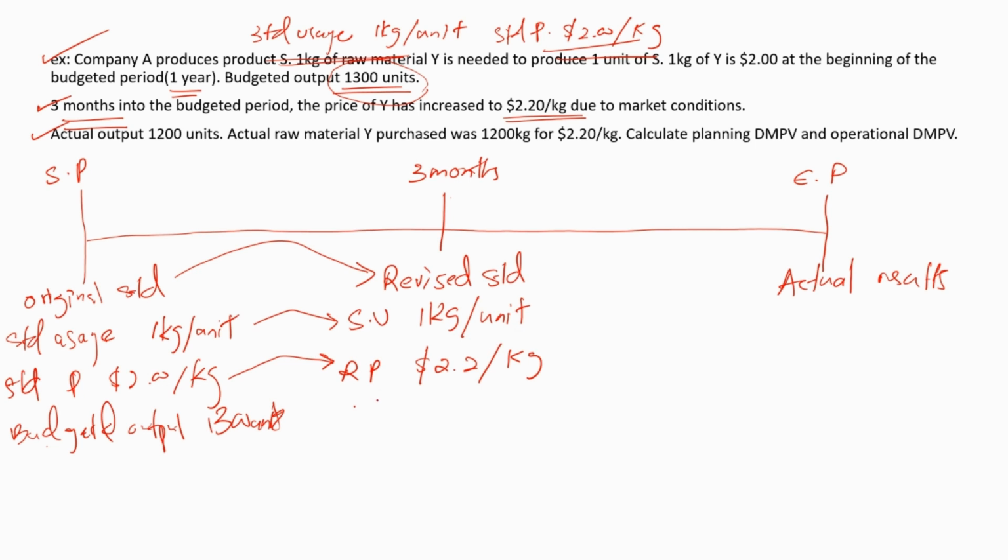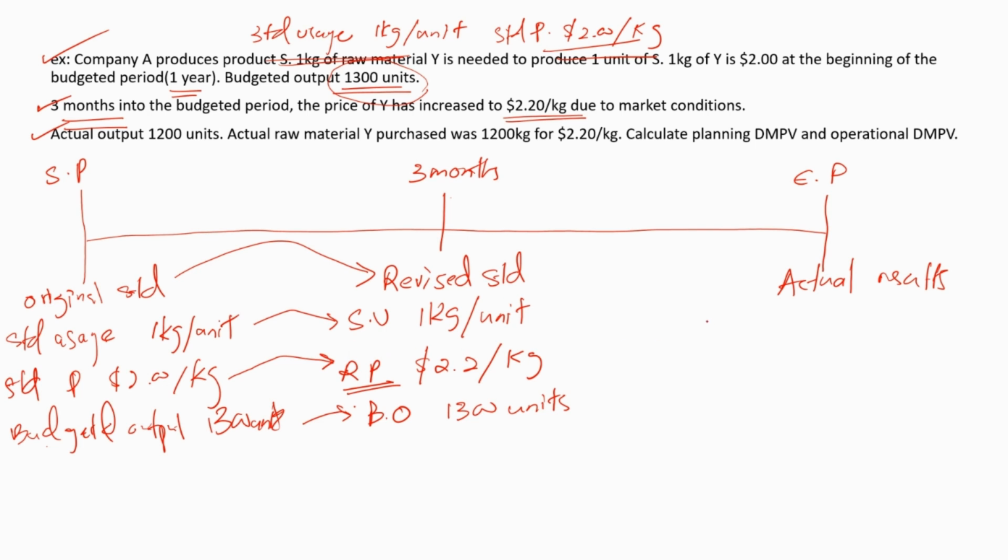So what about the budgeted output? Is it changing? It is not. It is the same. So the budgeted output will be the same. Budgeted output is 1300 units. It is important to note that there can be one or more factors changing at the same time. In this case, only the price is changing. There can be instances where more than one factor is changing or more than one factor is revising.